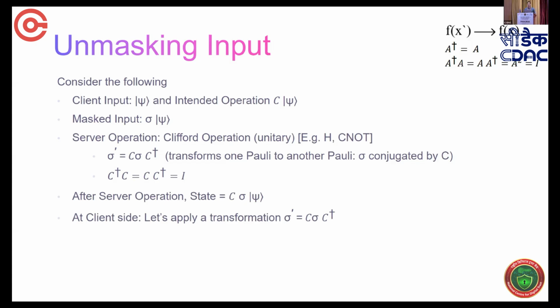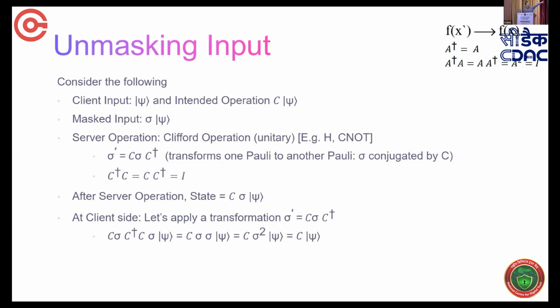C, sigma, and C dagger. I will apply this. Once I apply it, you can see here in the middle there is a C adjoint into C. So C adjoint into C will become identity. And then I am left with C into sigma into ket psi. Now there are two sigma square. Again, sigma square will become I.